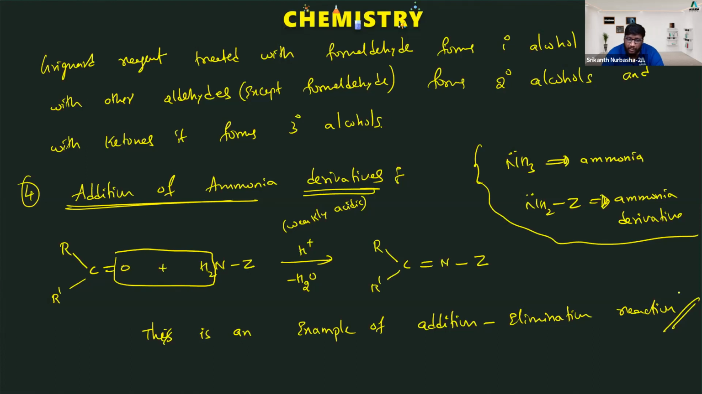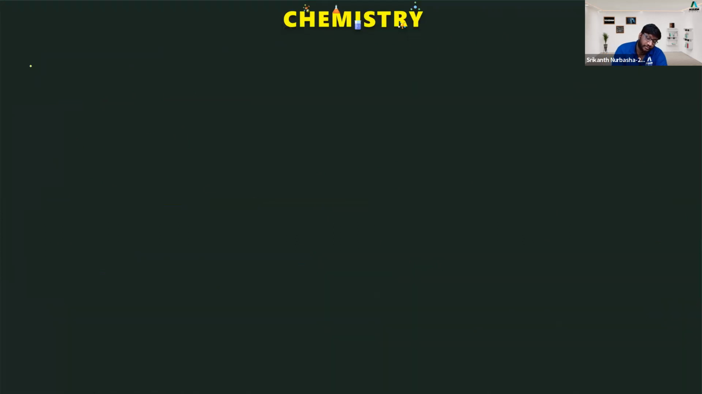So how does the mechanistic approach work? Whenever they give the reaction, you simply remove the oxygen from the C double bond O, remove two hydrogens from the nitrogen, remove the water, and directly connect carbon and nitrogen with a carbon double bond nitrogen. RC R dash C double bond NZ is the product you have to write. Now let us understand what happens in the mechanism.